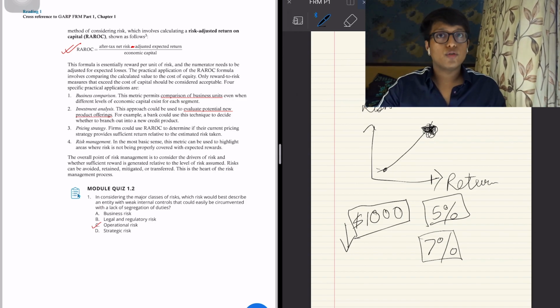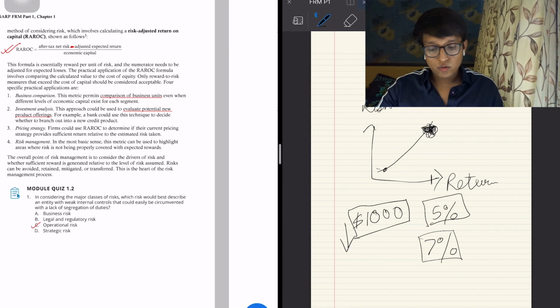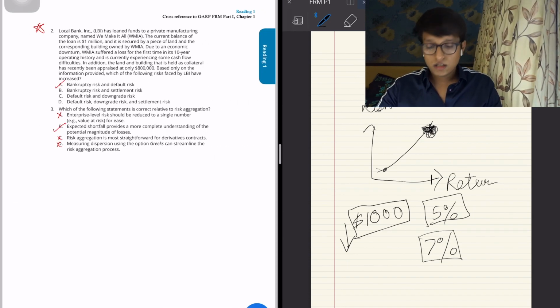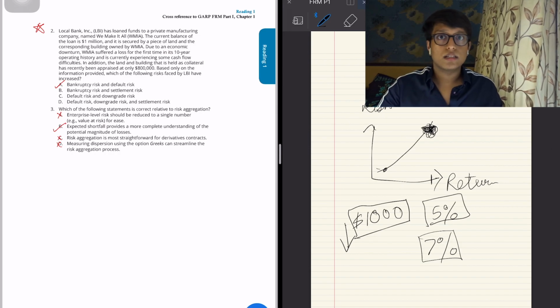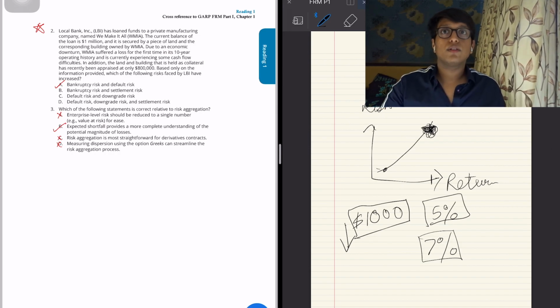That's all in this reading. Just go through it once. It's pretty simple. Do the questions. They're pretty easy. Look at Question 2. It's important. Read the answer. That's all for this reading.